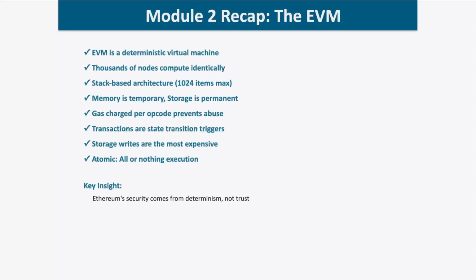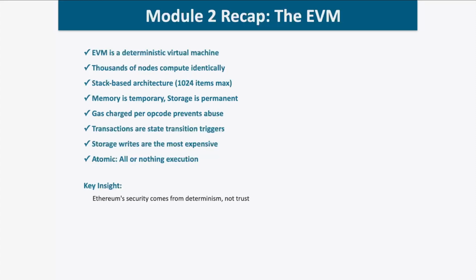Memory is erased after execution and is cheap. Storage is permanent and is expensive. Gas is charged per opcode, preventing abuse and incentivizing efficiency. Transactions are state transition triggers. They tell the EVM what computation to perform. Execution is atomic. It's all or nothing. Either the entire transaction succeeds or it all reverts.